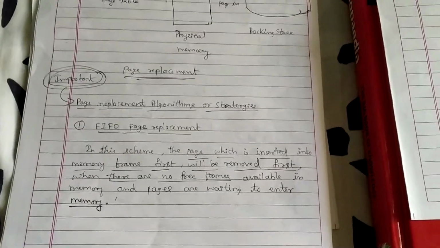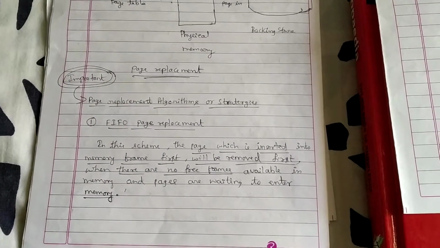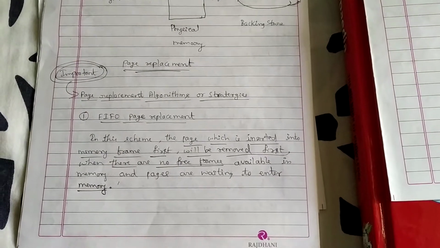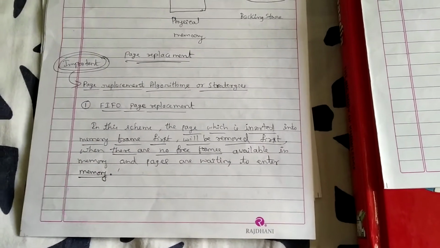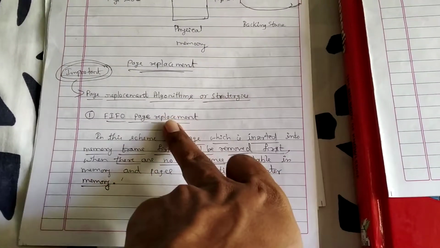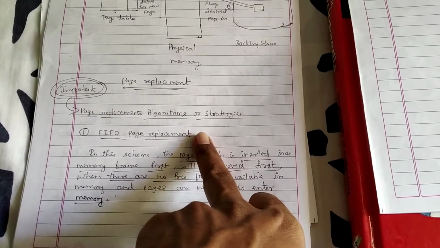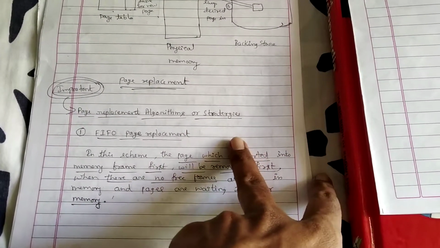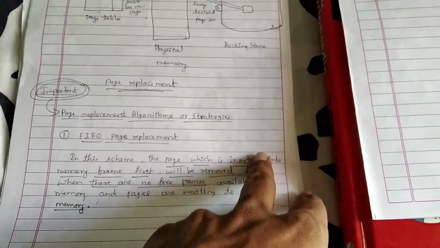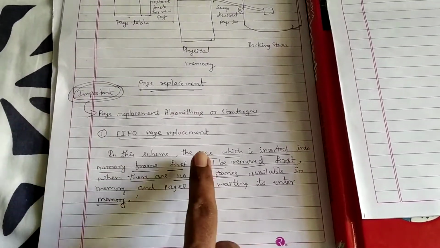Okay, now consider the various page replacement strategies for replacing a victim page by a new page in the memory frames. So there are basically three page replacement strategies. First one is first in first out page replacement strategy. Second one is optimal page replacement, and the third one is least recently used replacement strategy. So we will see the very first one with a small example.